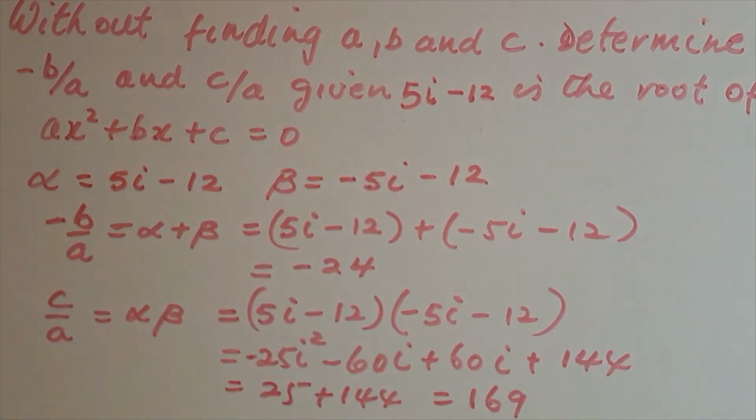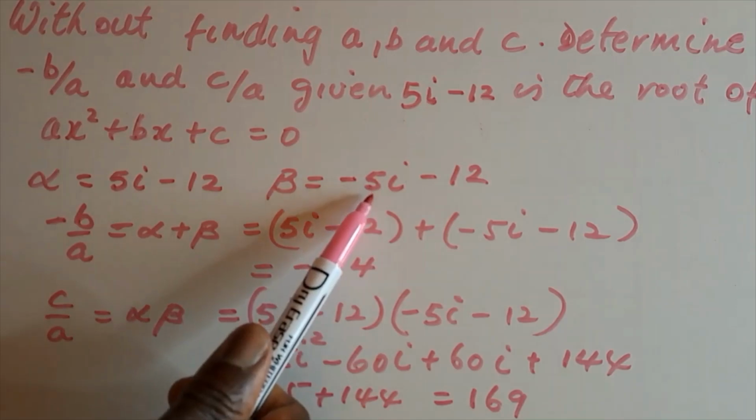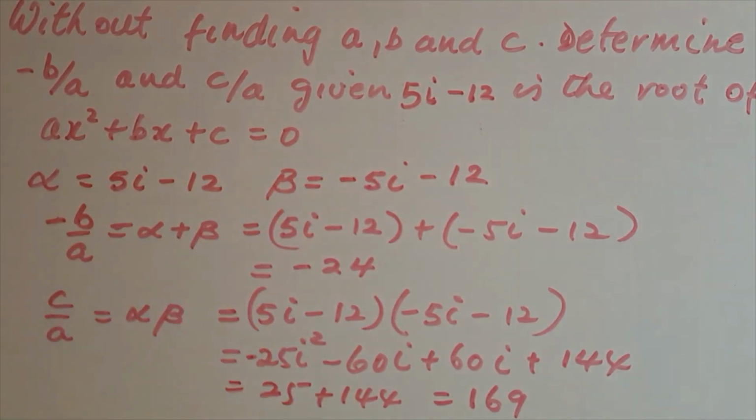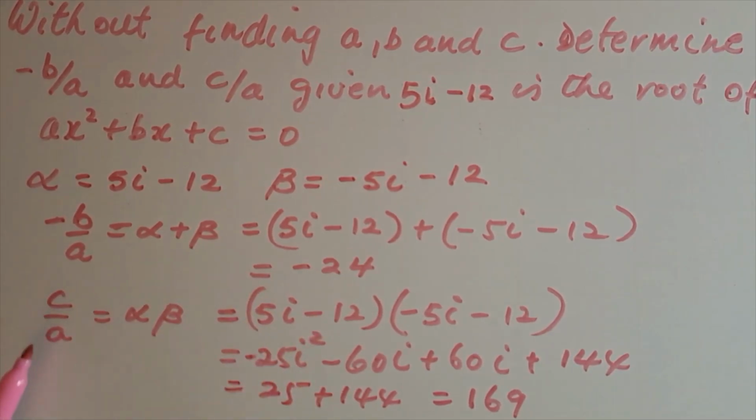We've been given one of the roots, and its complex conjugate is always the opposite sign of the imaginary part. So it's minus 5i minus 12, be careful. Minus b over a is negative 24, and c over a is 169.